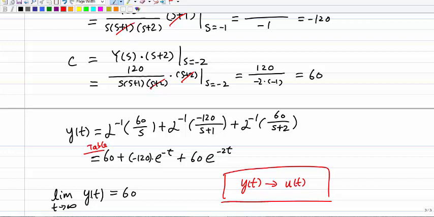Okay, so as you can see, if you let t go to infinity, my y of t will be 60, because this term will be 0. If you let t go to positive infinity, this term also goes to 0. So y of t will go to 60, which means, yes, it does approach the goal u of t. So this is good, which means the feedback can help us quite significantly.